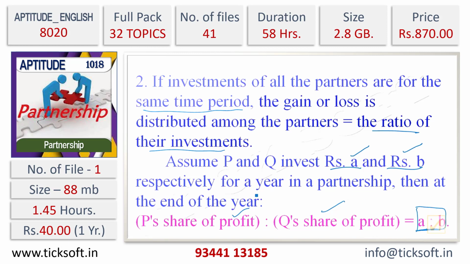So here listen, this is when we have the same time period. Both the partners invested the money for only 1 year. So we have the same time period. Therefore share of P is to share of Q will be equal to A is to B. That is the ratio of their investments.